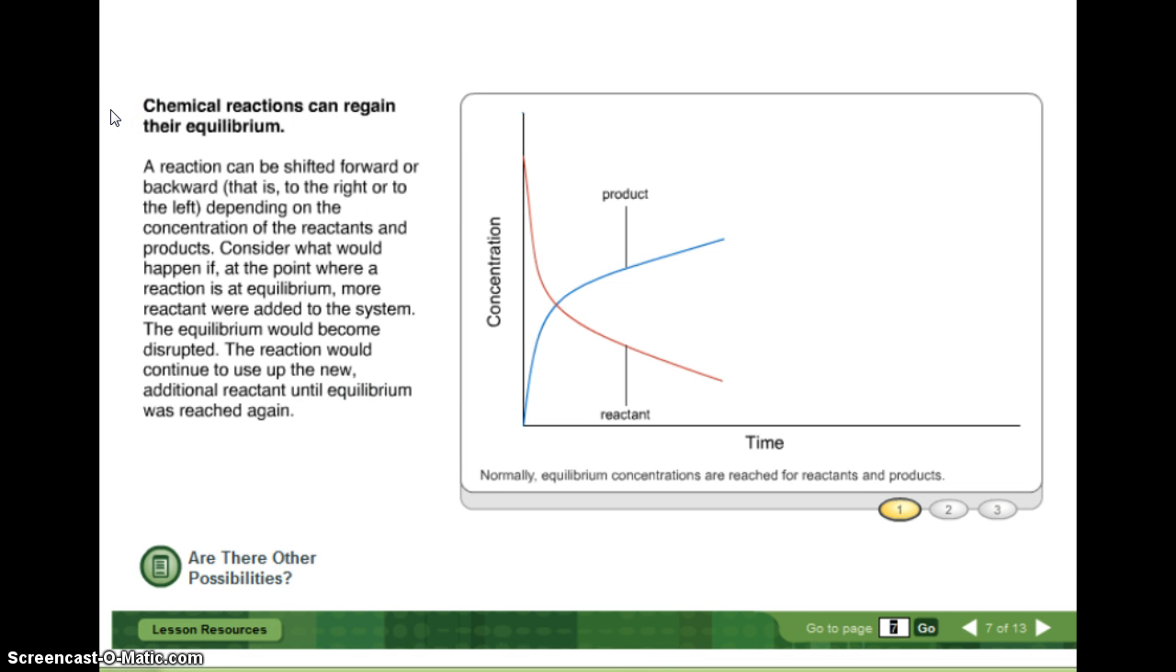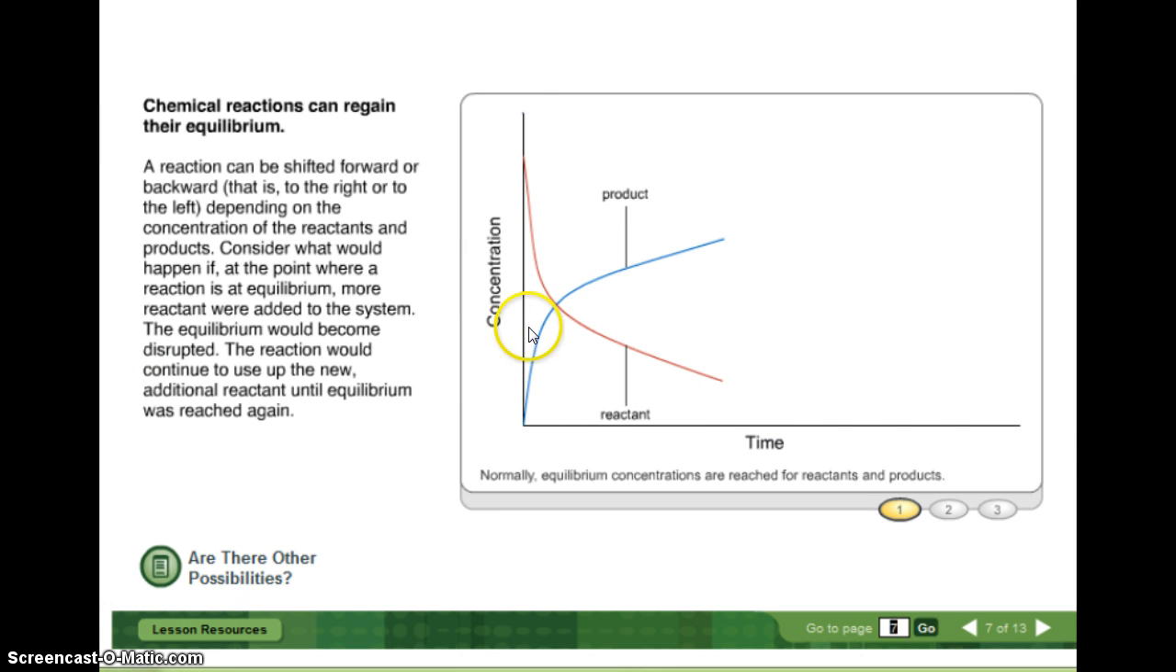Chemical reactions can regain their equilibrium. A reaction can be shifted forward or backwards, that is to the right or to the left, depending on the concentration of the reactants and products. Consider what would happen if, at the point where a reaction is at equilibrium, more reactants were added to the system. So in other words, we dumped a bunch of reactants into the cup. The equilibrium would become disrupted. Obviously, right? You added more baking soda and vinegar, you're going to get more bubbles. The reaction would continue to use up the new additional reactants until equilibrium was reached again.